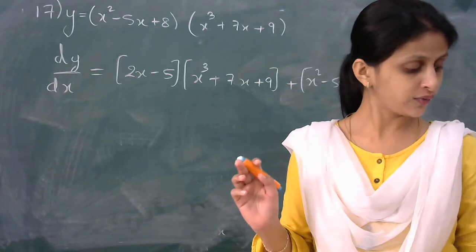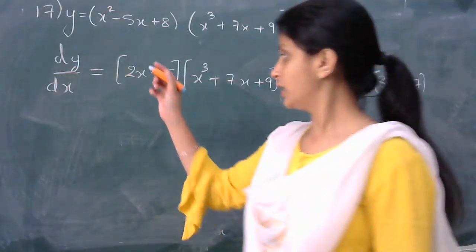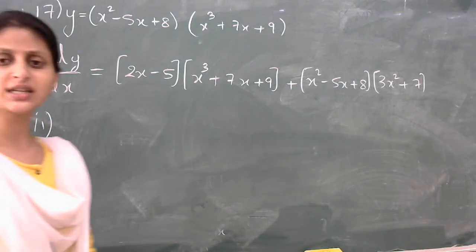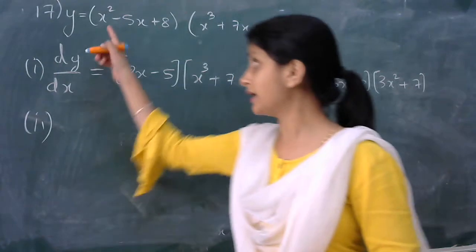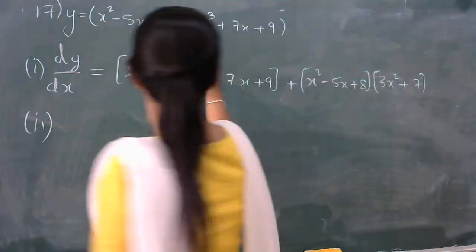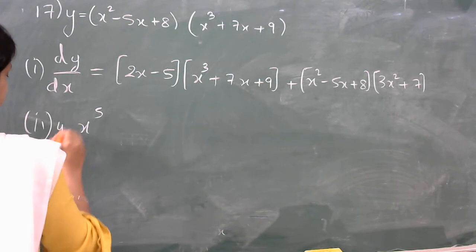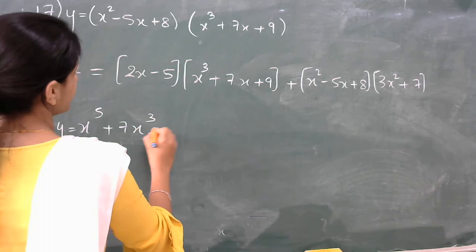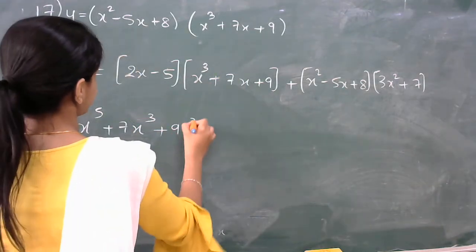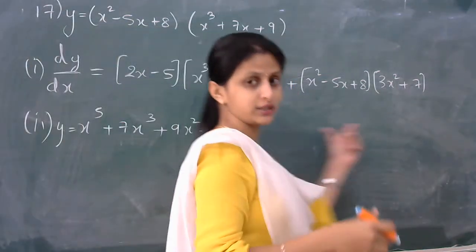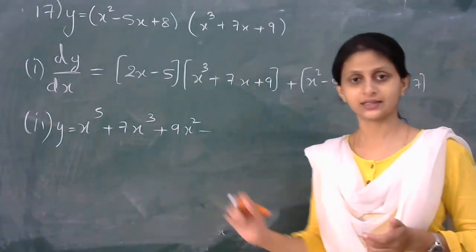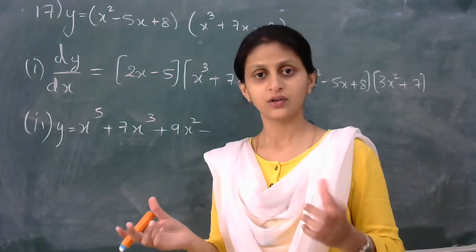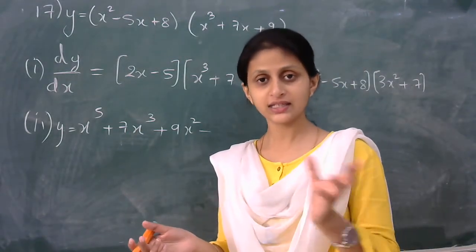Next, we can also find dy by dx by expanding the product. This is the first method by using product rule. What is the second method? That is easy. You have to expand this product. Like x square into x cube is x to the power 5. X square into 7x, that is 7x to the power 3, plus x square into 9, that is 9x square. Similarly, you need to find all the other terms. And then you find dy by dx. That is finding dy by dx by expanding the two products. Okay, you can find that and again simplify.